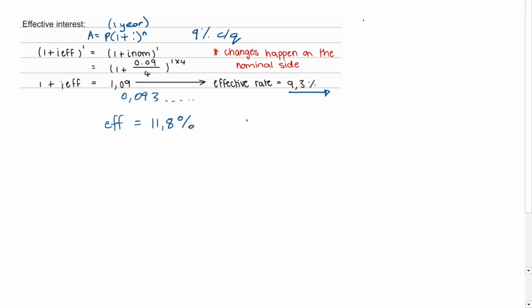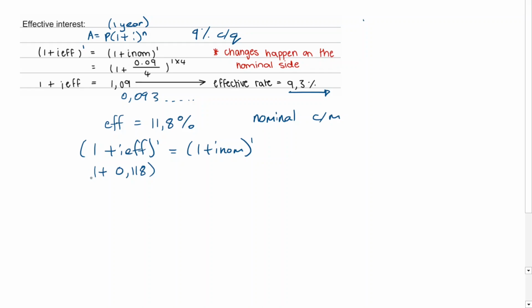What can be a bit more confusing is if they say the effective interest rate is 11.8%, what is the nominal amount if it's compounded monthly? And so you'd have to lay out your formula like this, like normal, and this would be the trickier version of how they could ask you. Then you know the effective is 11.8, so you must sub it in here. But you also know from this video that it's compounded monthly, so the changes will all happen on this side. So the dividing by 12 and the timesing by 12.